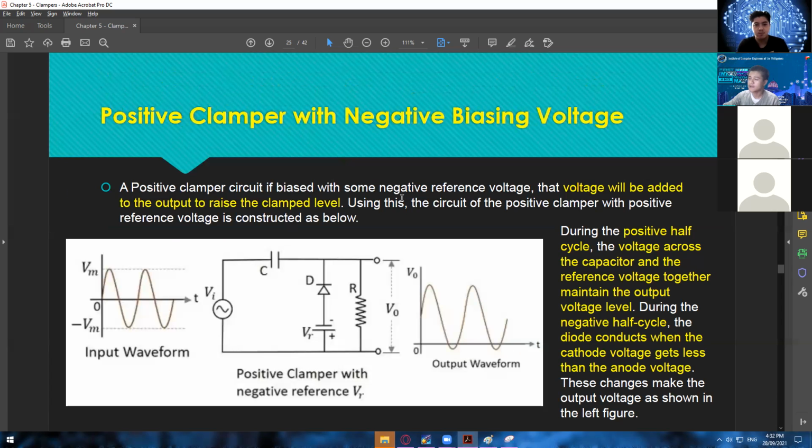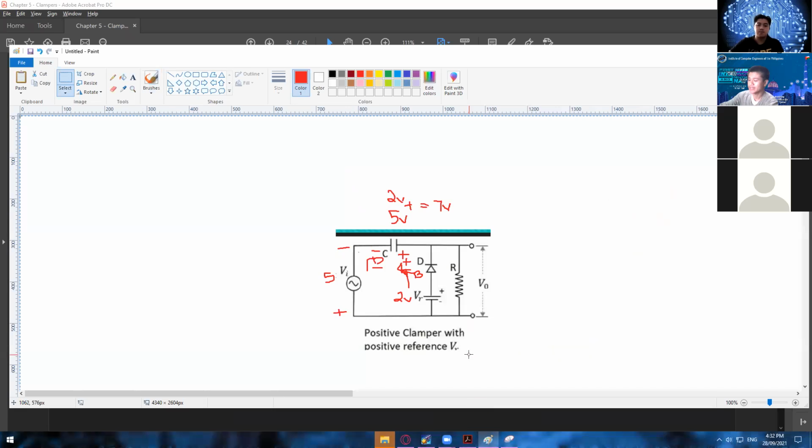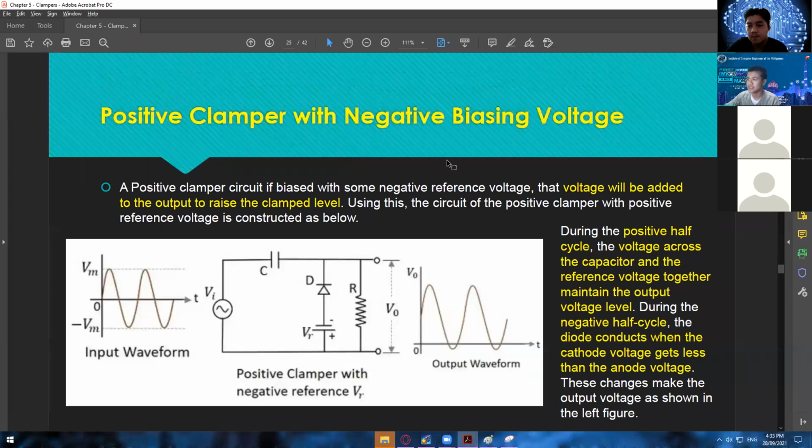All right, so let's now proceed with negative biasing voltage. So para hindi kayo malito, unahan ko na kayo. Dito pa lang sa positive clamper, gawin na natin kaagad yung negative bias. If it's negative bias, all you need to do is make this one negative and this one positive, right? Yun lang naman yung pinagkaiba for this negative bias. This one is still a positive clamper, but the next example right here is a negative biasing voltage. So naging negative lang. Okay.